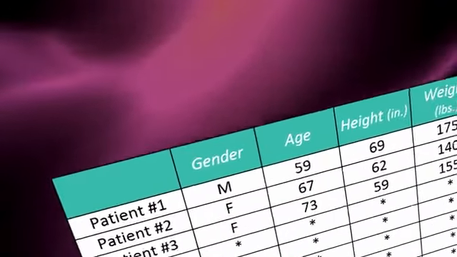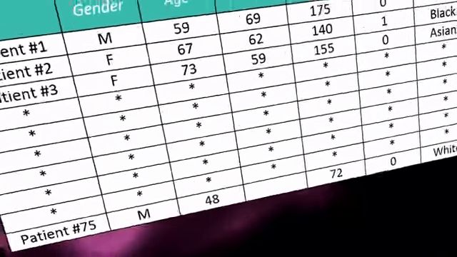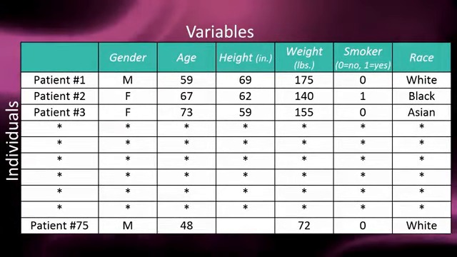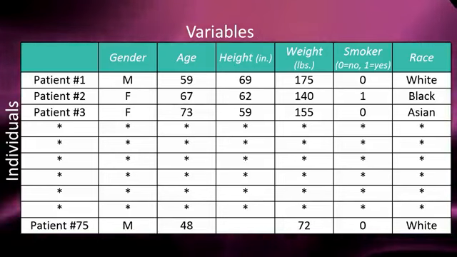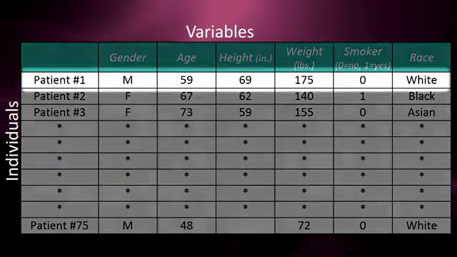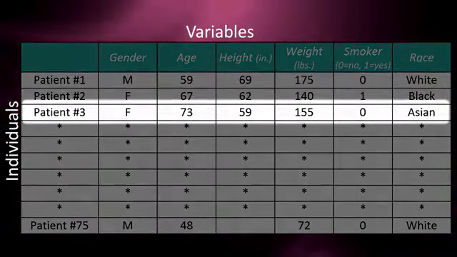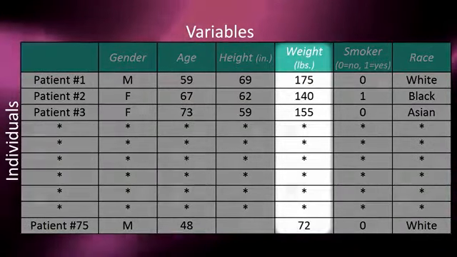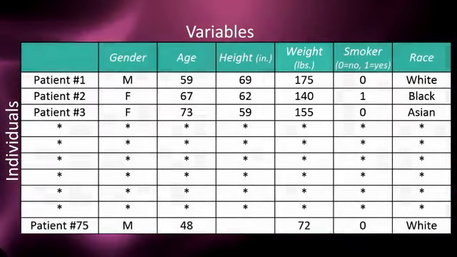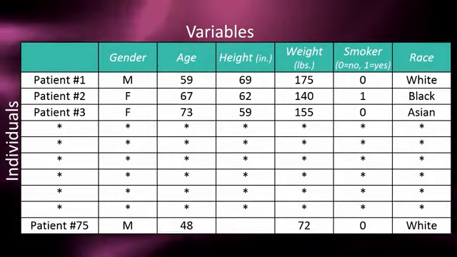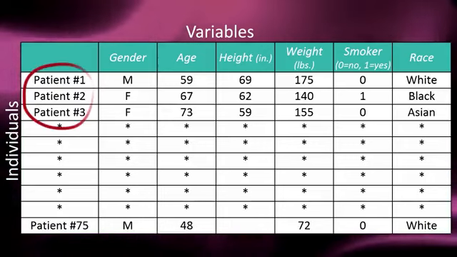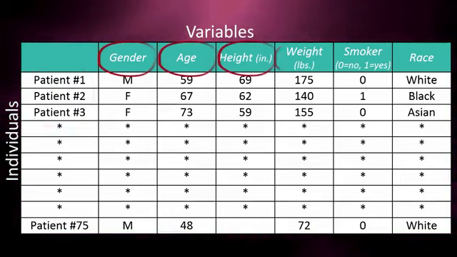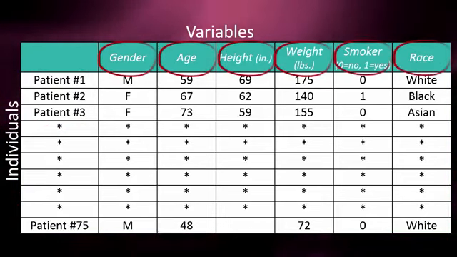A data set is literally a set of data that's made up of individual observations and variables. Data sets are typically displayed in tables, in which rows represent individuals or units of observation, and columns represent variables. Here is a data set that shows medical records from a survey. In this example, the units of observation are patients, and the variables are gender, age, height, weight, smoking, and race.